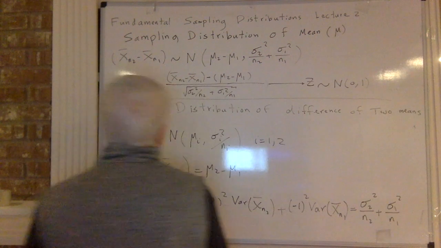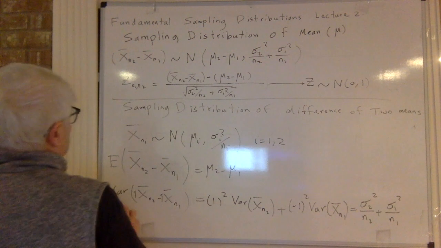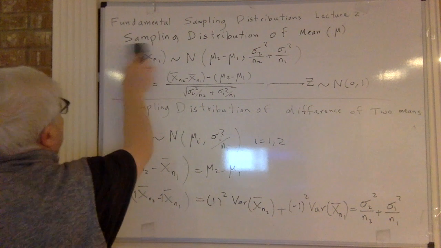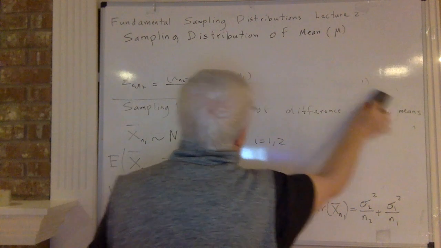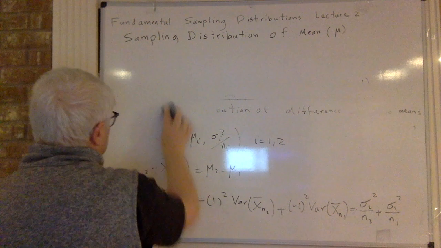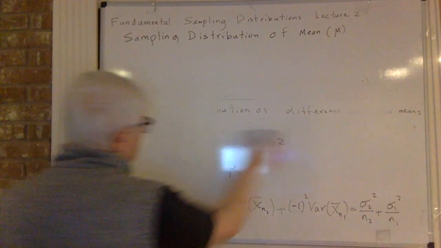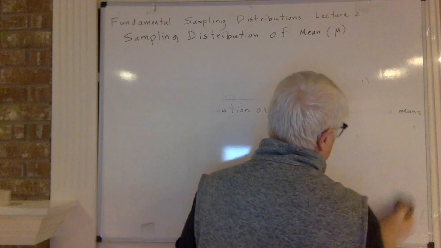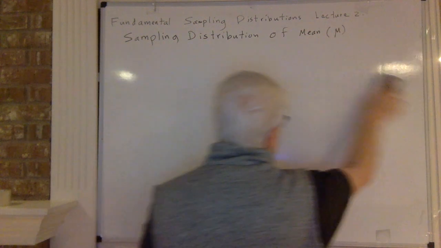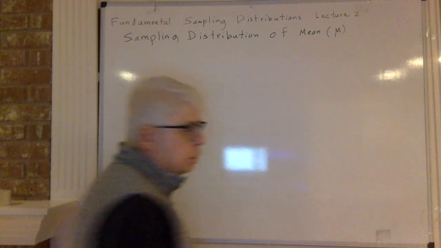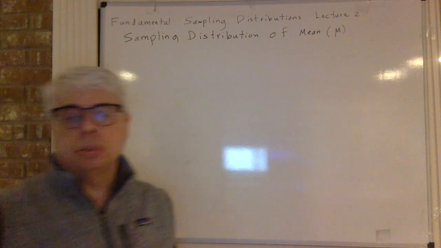And next is sampling distribution of S squared.